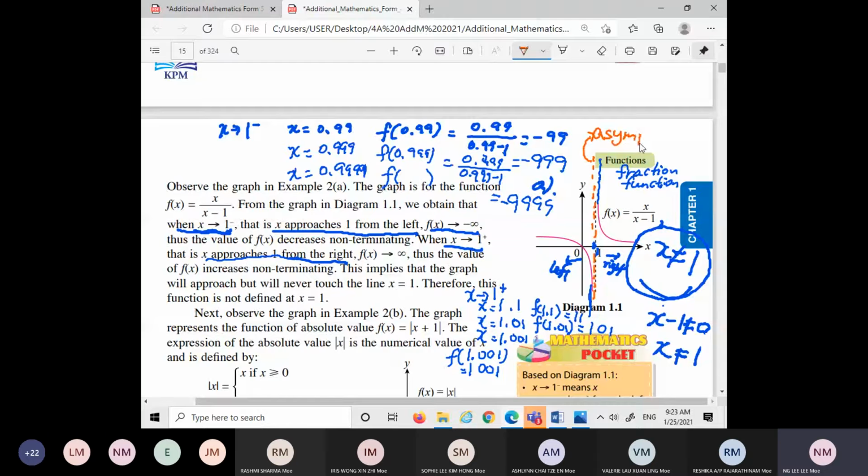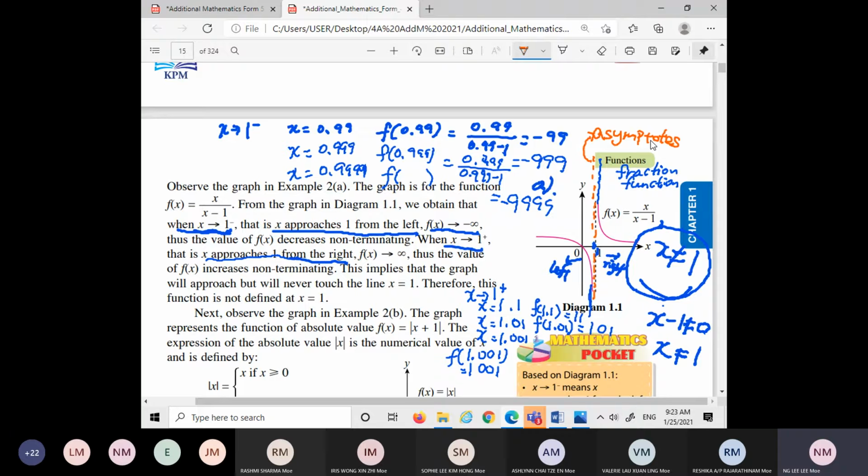So I just introduce to you this term only, but I'm not going to mention more. Okay, when you go to Form 5, if not mistaken, you will see this word again, asymptote. Okay. So that's all for the question example 2A.